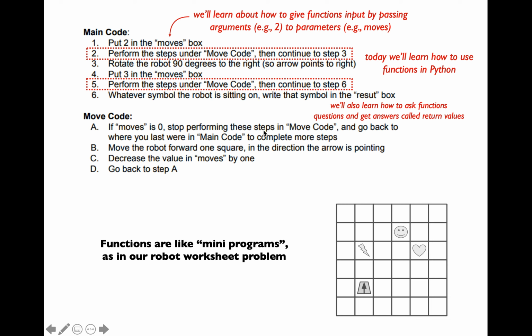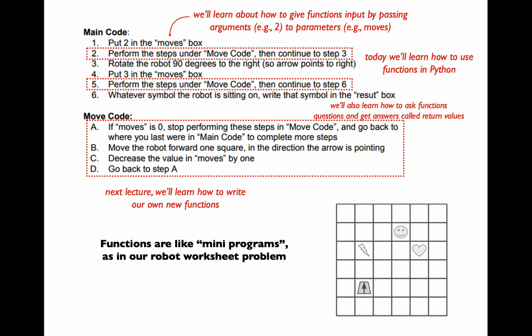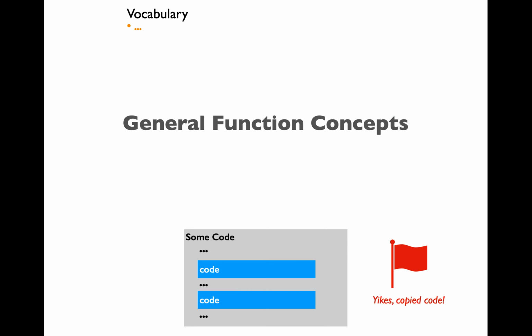An example of a parameter would be the moves box here. We'll also learn how to ask functions specific questions and how to get answers from them. We just went through an example function f, which produces some kind of an output. We are going to learn how to use the output, which is called the return value from a function. In the next lecture, we are going to learn how to write our own functions.